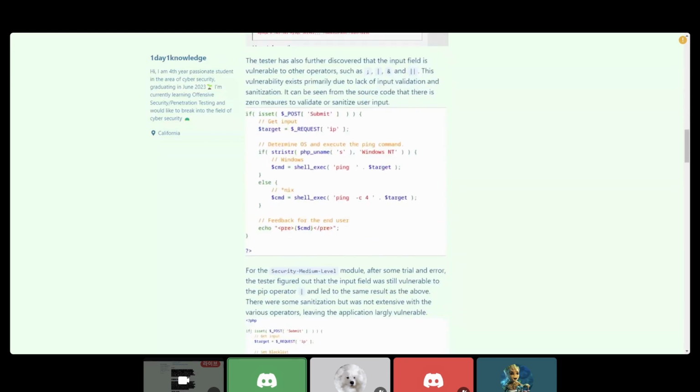For the medium and high security levels, after more trial and error, the pipe operator was still vulnerable due to lack of secure coding, especially in that of user input validation and sanitization.